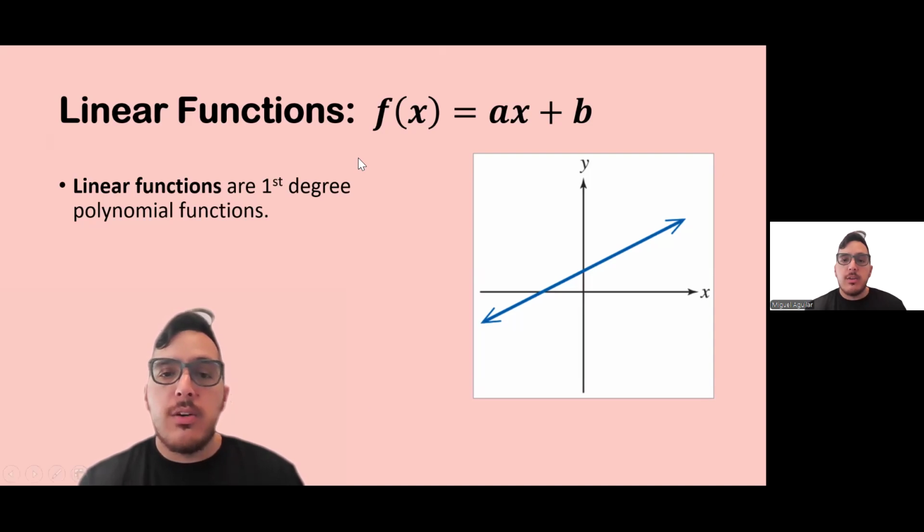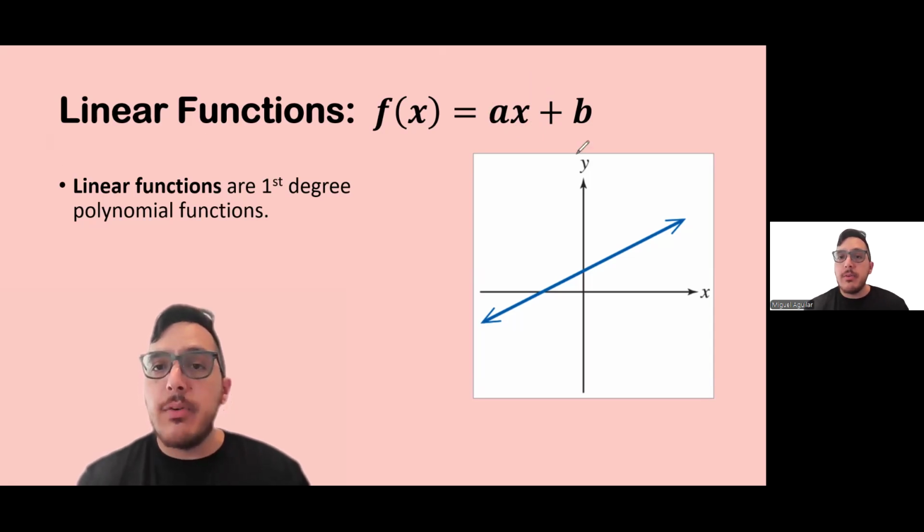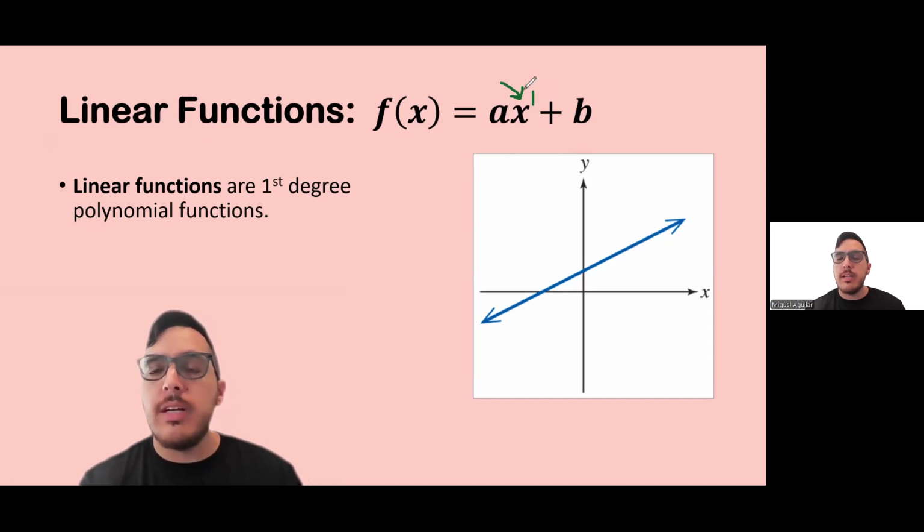Okay, so if you just turn your attention to the variable right here, this variable term, the x part of that variable term has an exponent. We don't see it, so we understand that that has an exponent of 1. Okay, so a linear function represents a first degree polynomial function precisely because the exponent on the variable x is a 1.